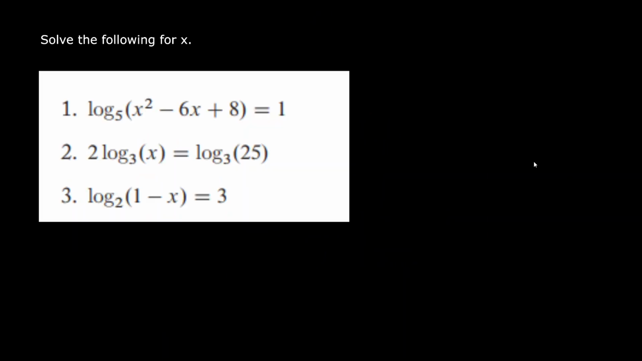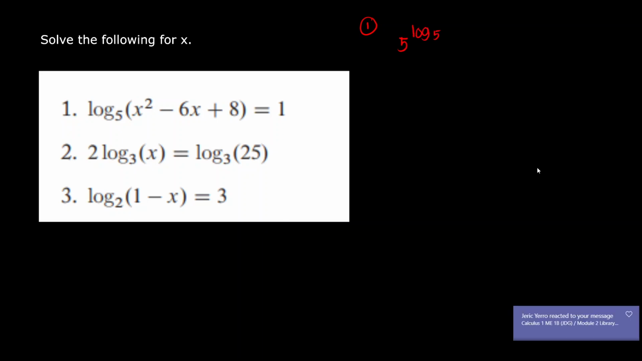Next, solve the following for x. Okay, hanapin natin yung x. Sa number 1, di ba ang gagawin lang natin dyan, you have to raise the logarithm by its base. So, log base 5 of x squared minus 6x plus 8 is equals to 5 raised to 1. Okay, so ang magiging sagot nito is yung nasa loob. X squared minus 6x plus 8 is equals to 5.